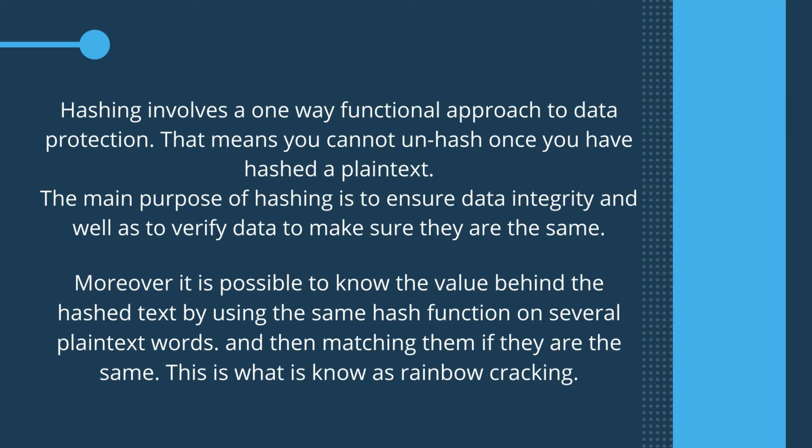Hashing involves a one-way functional approach to data protection. That means you cannot unhash once you have hashed a plaintext. The main purpose of hashing is to ensure data integrity as well as to verify data to make sure they are the same. Moreover, it is possible to know the value behind the hashed text by using the same hash function on several plaintext words and then matching them if they are the same. This is what is known as rainbow cracking.